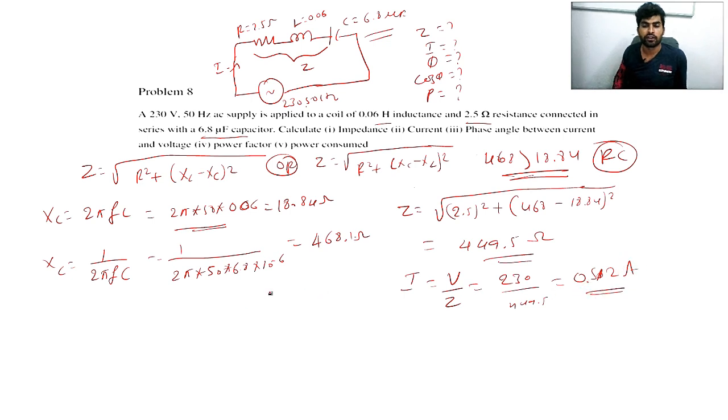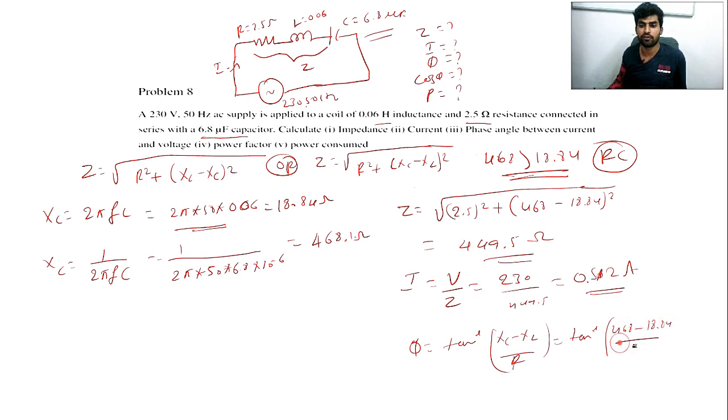Okay. Next, there is the phase angle. How to calculate phase angle? Phase angle is equal to tan inverse of XC minus XL by R. Right. So tan inverse of XC is how much? 468 minus XL is 18.84 divided by R is 2.5. Finally, you will get the answer by using the calculator, 89.7 degree. Okay, 89.7 degree we got.